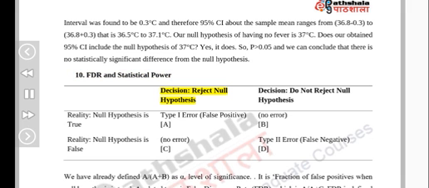Ten, FDR and statistical power. Decision: reject null hypothesis, or do not reject null hypothesis. Reality: null hypothesis is true. A, Type 1 error, false positive. B, no error. Reality: null hypothesis is false. C, no error. D, Type 2 error, false negative.